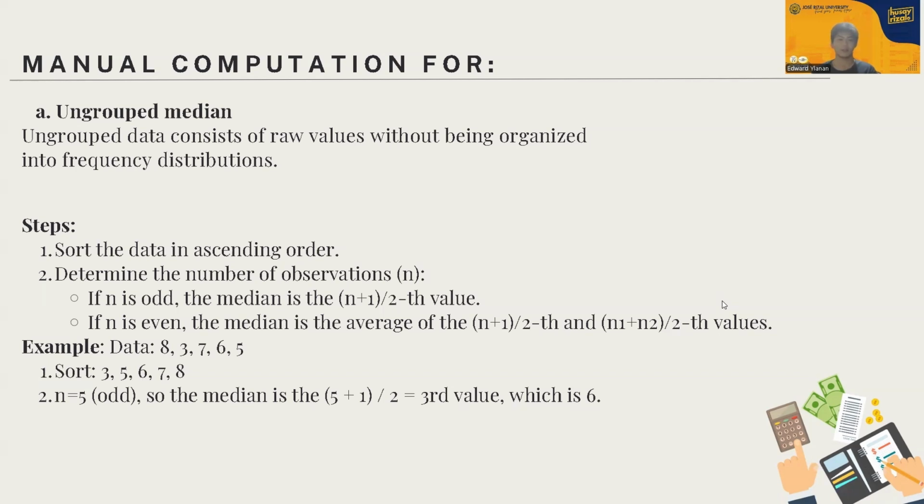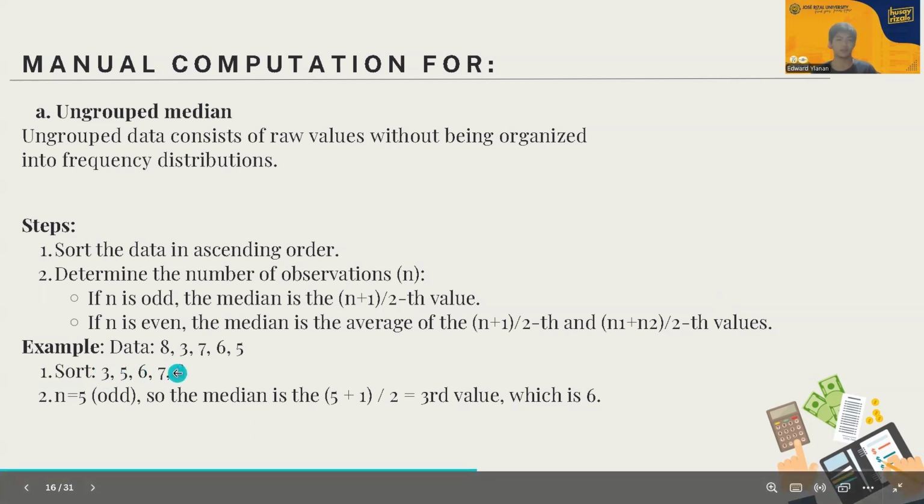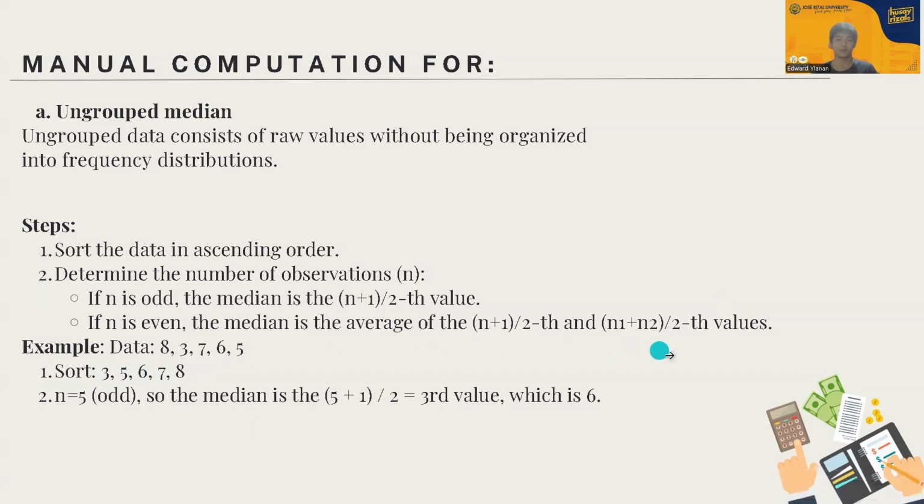Now, step 1 is to put it in ascending order: 3, 5, 6, 7, and 8. Number 2, so we have 1, 2, 3, 4, and 5. The n is 5 and it is odd. So the median is 5 plus 1 over 2. The answer for that is 3. So it is the third value, which is 6.